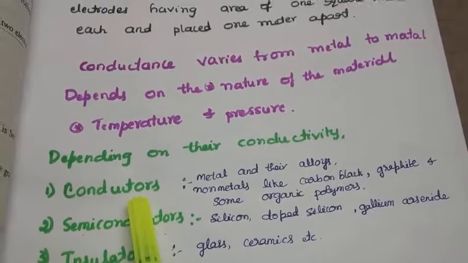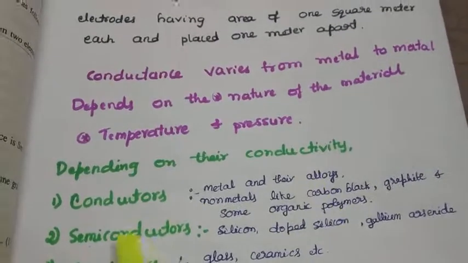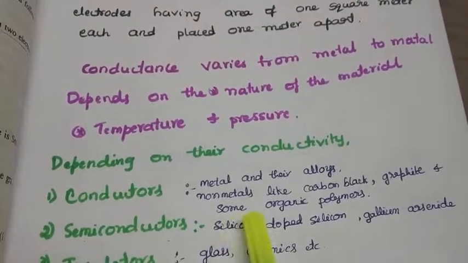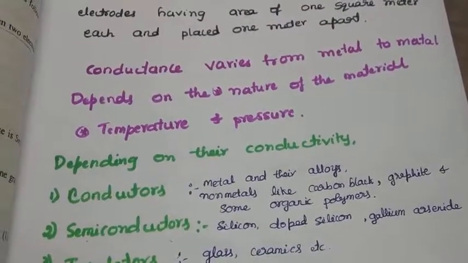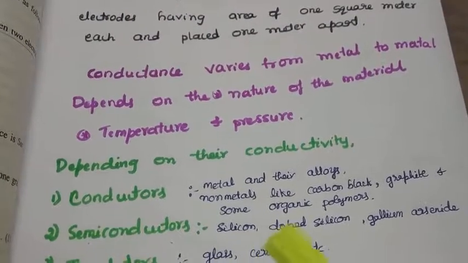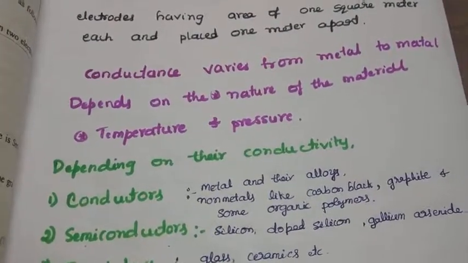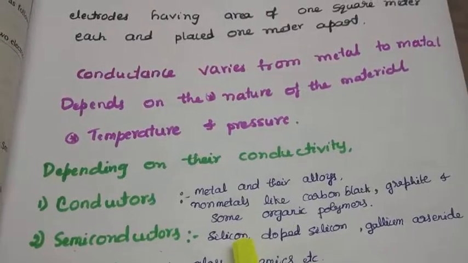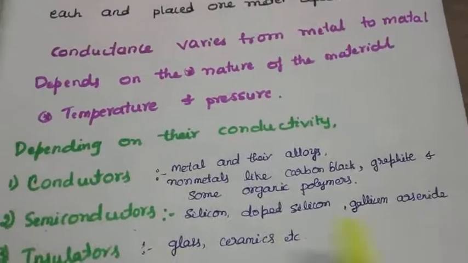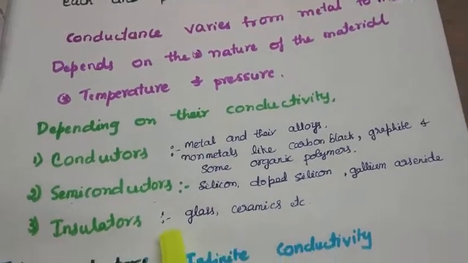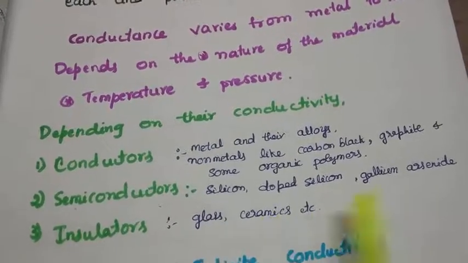Conductors are the materials which show large conductivity. Semiconductors show some properties of conductors and some properties of insulators, so their conductivity is in between conductors and insulators. For example, silicon, doped silicon, gallium arsenide. Insulators show very low conductivity. Examples: glass, ceramics, etc.